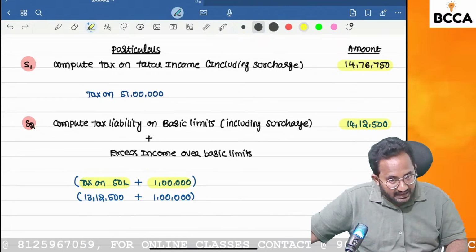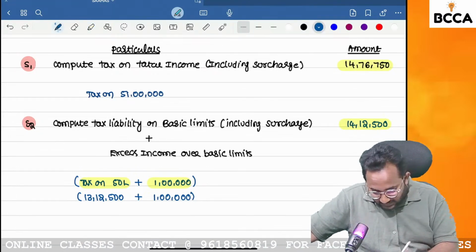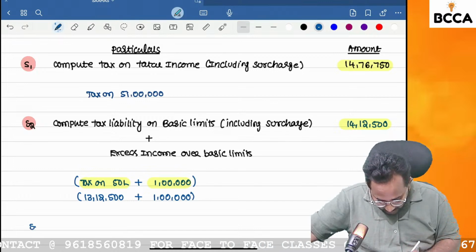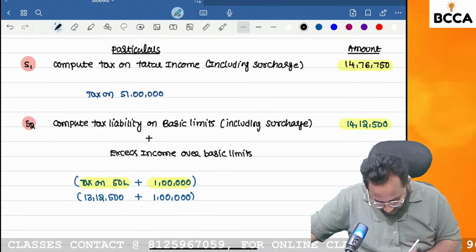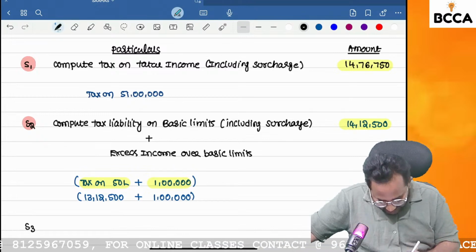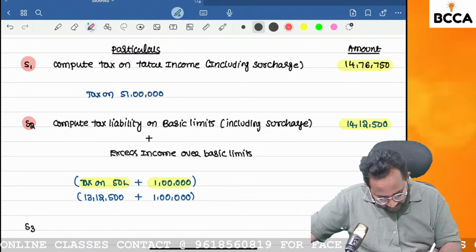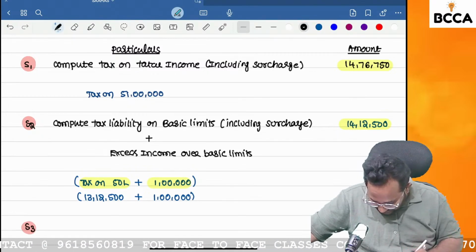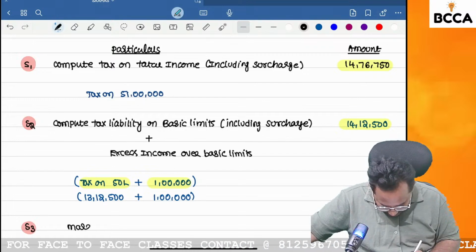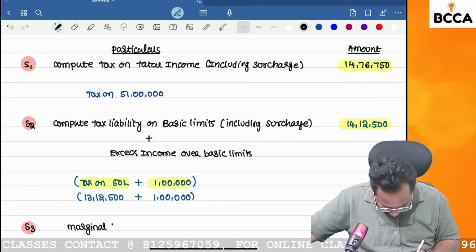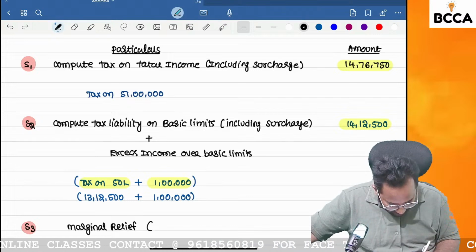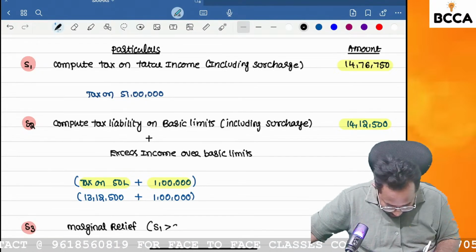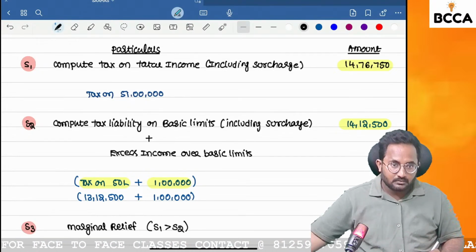Can you tell me, in this situation, what is the assessee bothered about? Surcharge rates applicability. That's why in this situation we have marginal relief. So in shortcut, I will tell you in which circumstances the assessee will get the marginal relief. When can the assessee get the marginal relief? If step 1 is more than step 2.